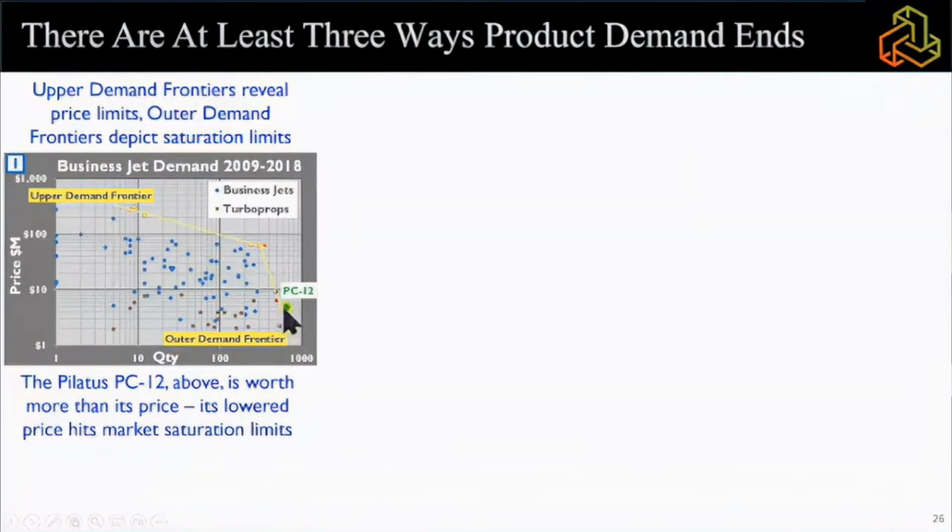we discovered the PC12 was lying outside of the frontier. In fact, it was the point that was furthest to the right of the outer demand frontier, again, the saturation limit. And it turns out that this vehicle is actually worth more than its price. So they've dropped the price to sell more. And you can do that to a point, but at a certain point, and that point was hit right here, it attains a saturation limit. The market simply won't put any more money into that market for that product or any other like product here. So this forms that limit.